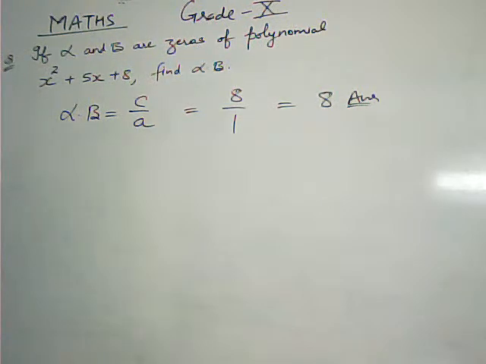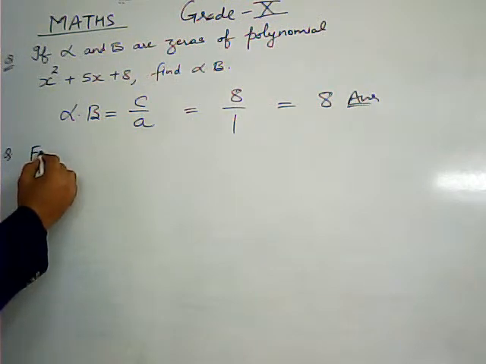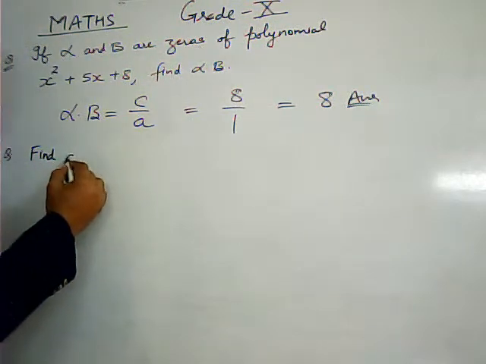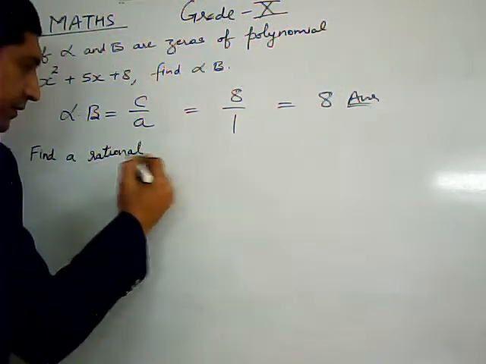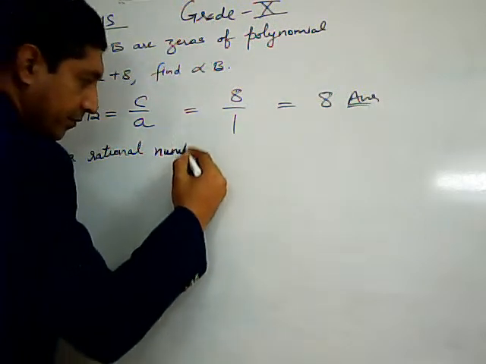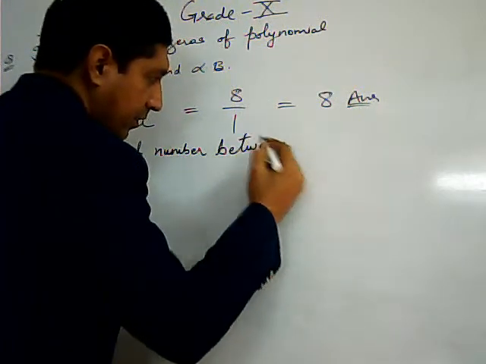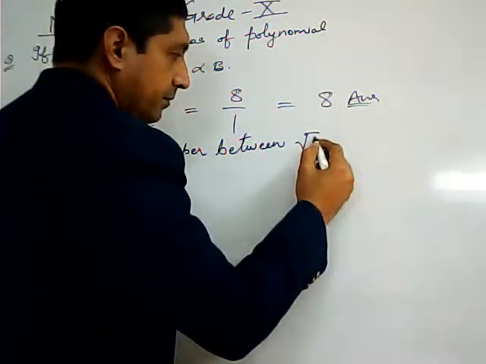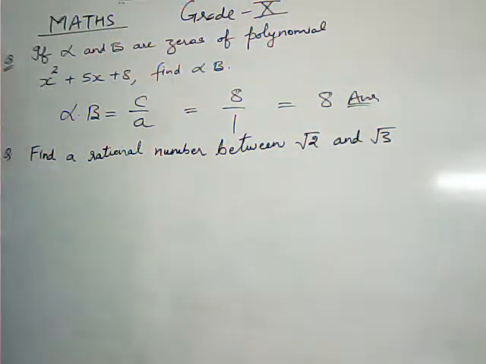So next one: find a rational number between under root 2 and under root 3.